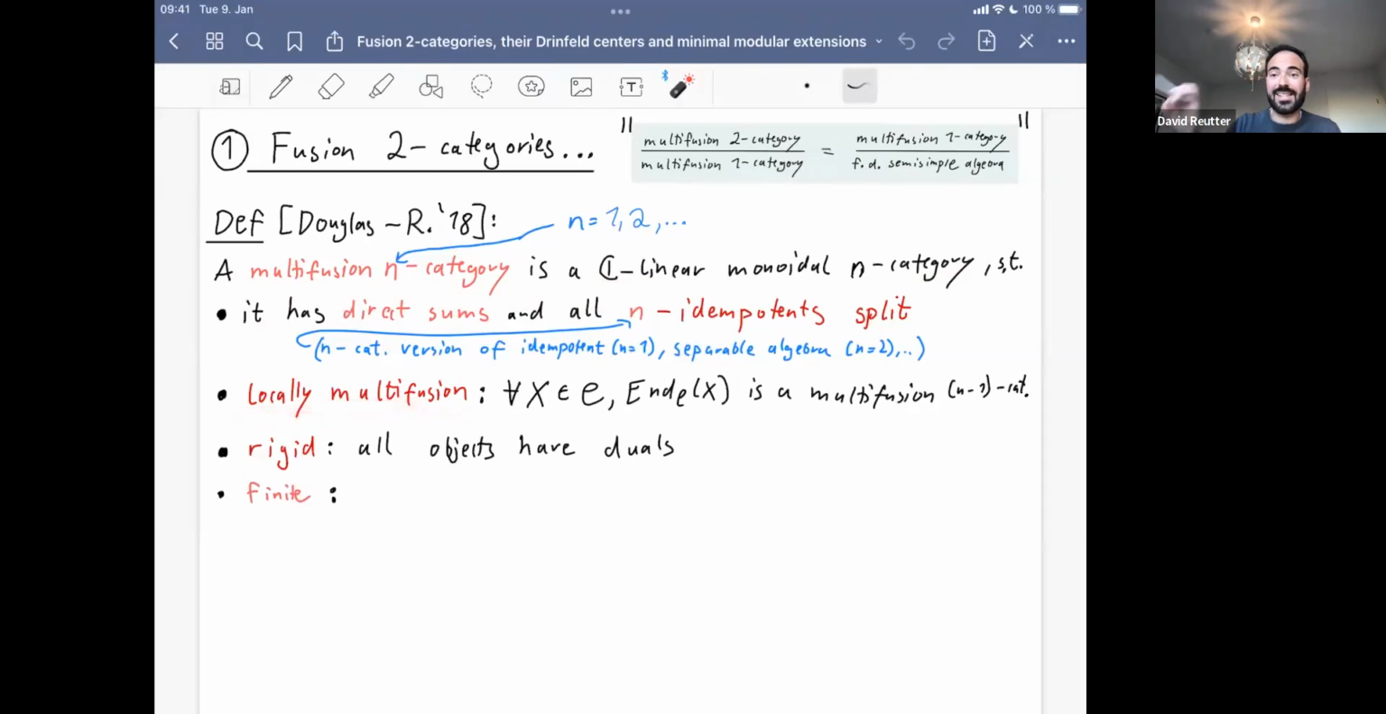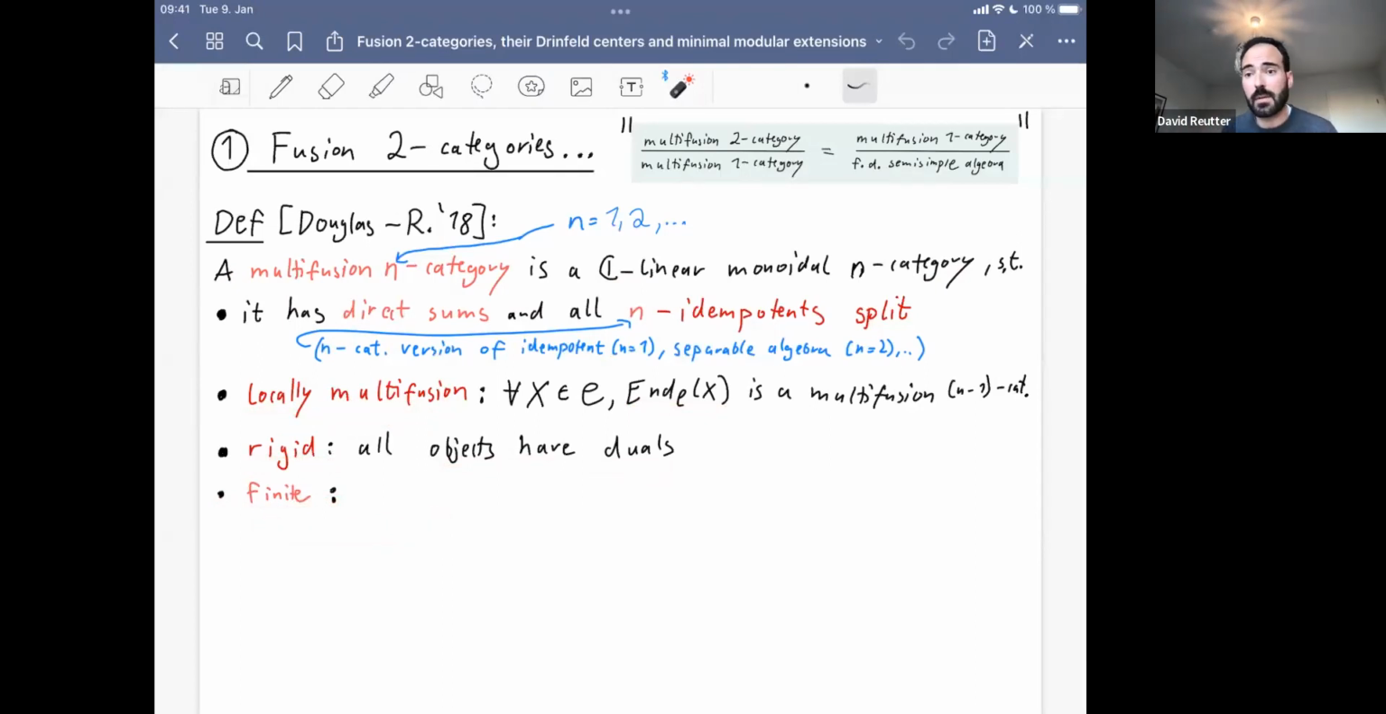Another condition is that it's locally, in this case, it shouldn't be multifusion, but semi-simple, that it's locally semi-simple. So the endomorphism algebra of every object is a semi-simple algebra. Another condition is that all objects have duals. And the last condition is that it's finite, meaning it has only finitely many isomorphism classes of simples. I'm going to say what this condition means in a second.